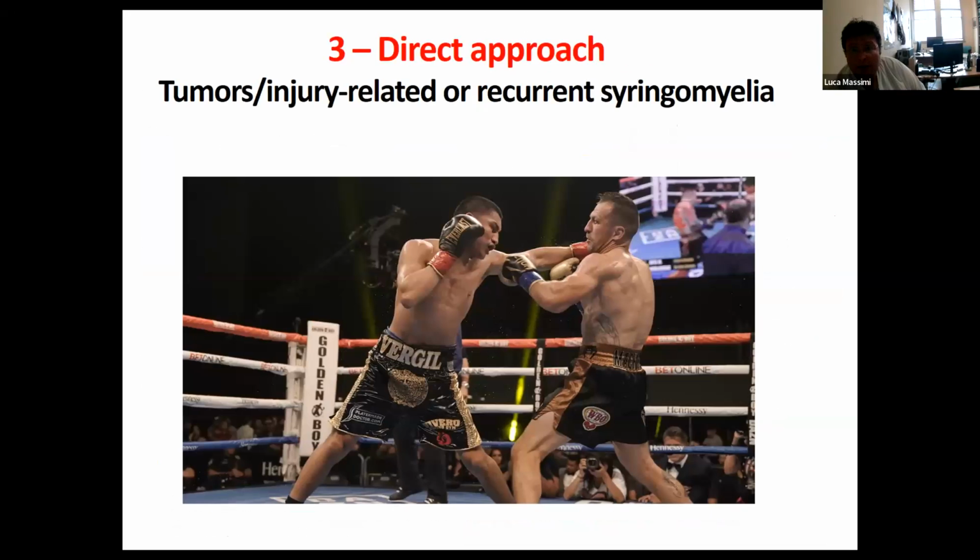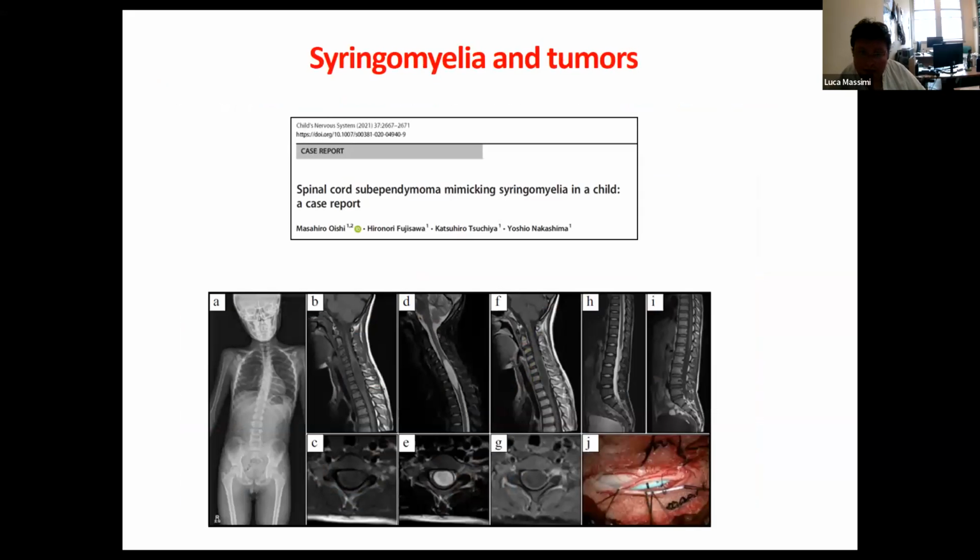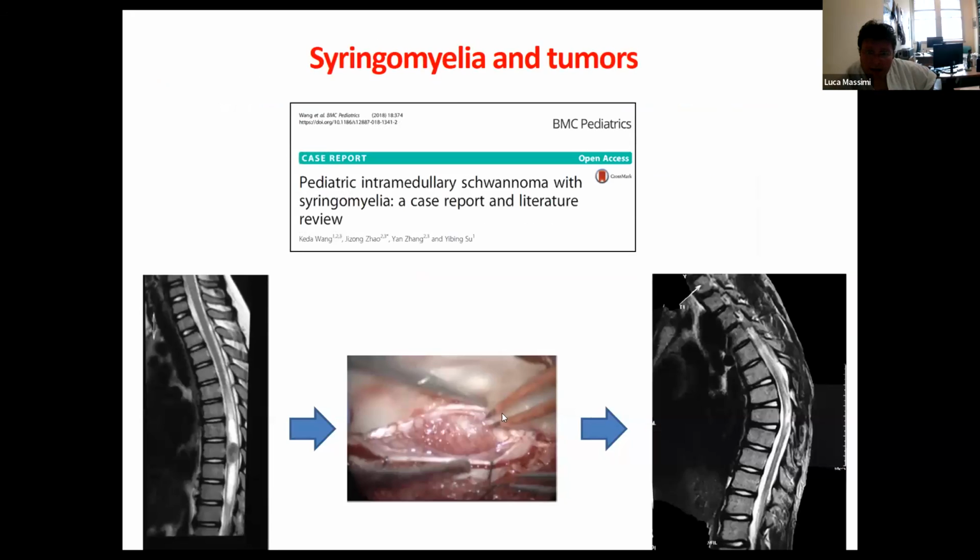The third possible approach is the direct approach that we usually use in tumor or injury-related syringomyelia or in case of recurrent syringomyelia. As you can see, there are tumors mimicking the syringomyelia. For example, in this paper, it was a subarachnoidoma, or tumors that are clear tumors inducing a syringomyelia.